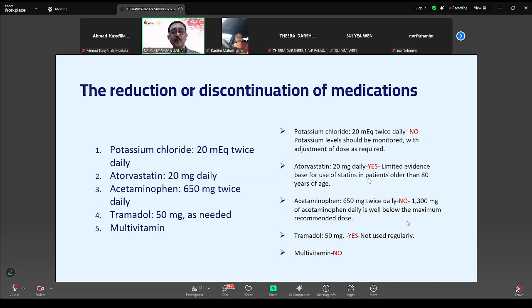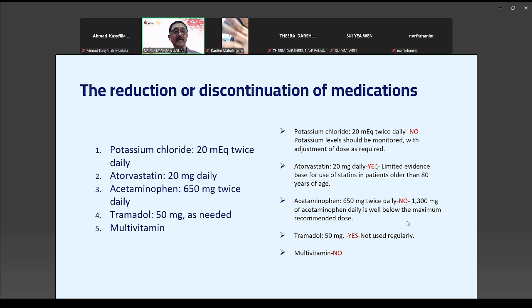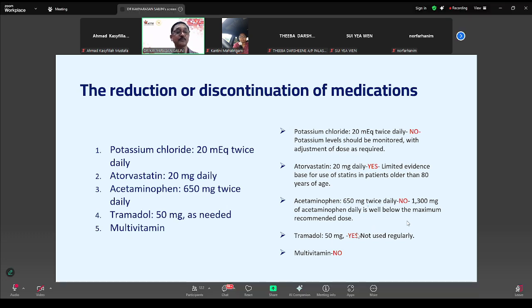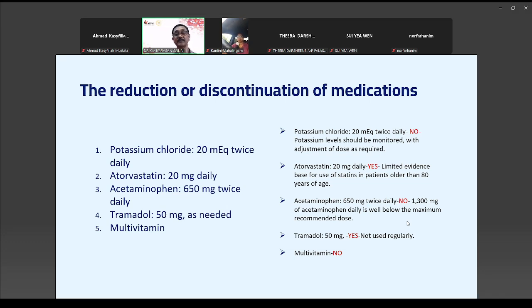Atorvastatin, 82 years old, so probably you want to stop it. There's limited evidence base for use of statins in patients older than 80 years old, so you might consider stopping the atorvastatin. Acetaminophen 650, you can tell him to continue at low dose because he's got some knee pain. Tramadol as needed, you can remove tramadol because you don't have to prescribe it. You can tell him to stop it, because I'm sure the patient will have the medication prescribed every month and will have a big load. Multivitamin, you can continue.